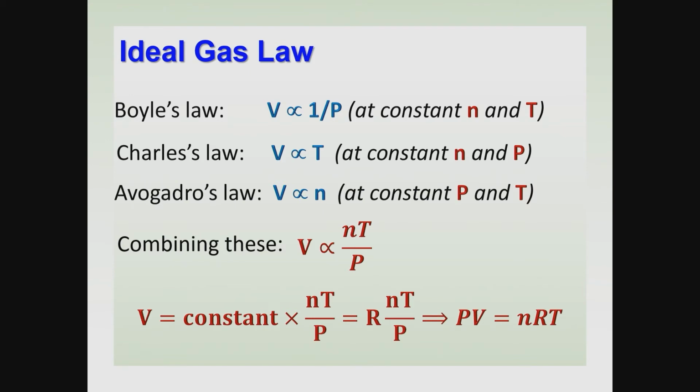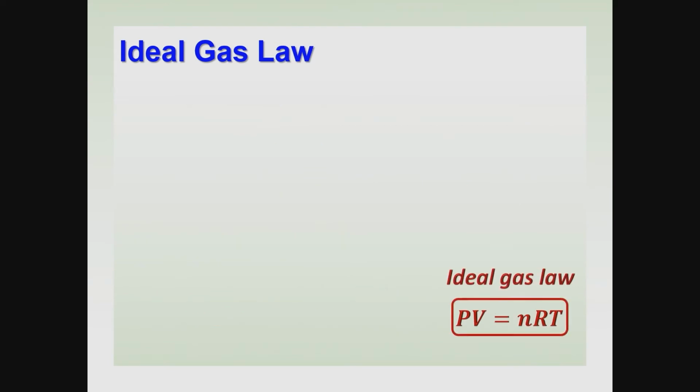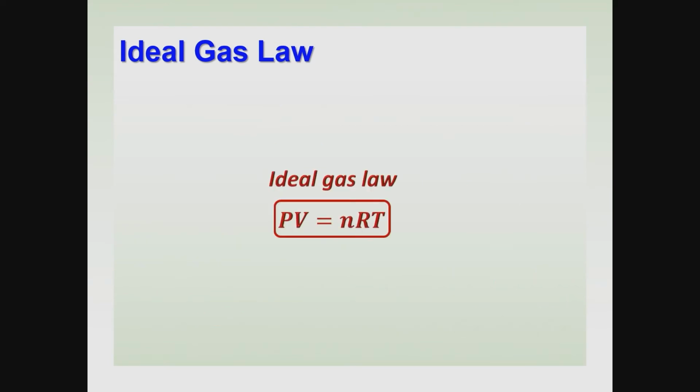We give it a special letter. We're giving it a capital R. So V is equal to R, which is the constant, times N times T divided by P, and then you can rearrange variables, and we get the common expression of this new gas law we're going to deal with, which is PV is equal to nRT. And so this law is called the ideal gas law.